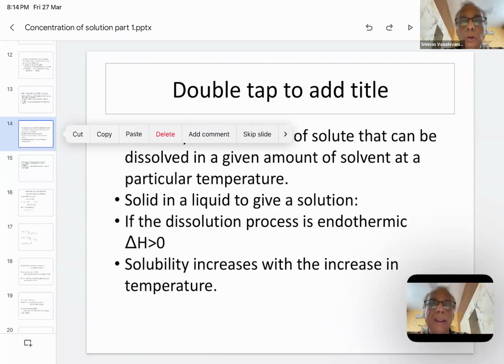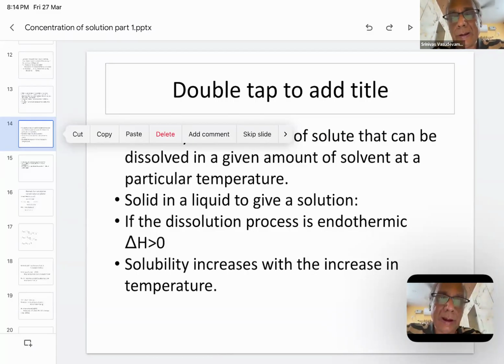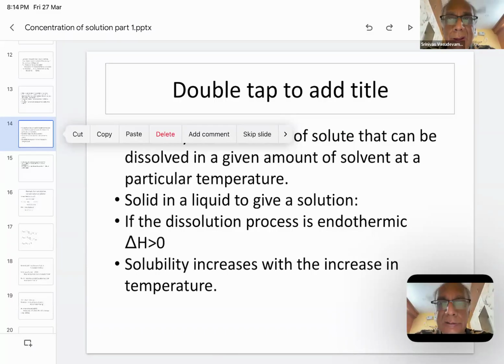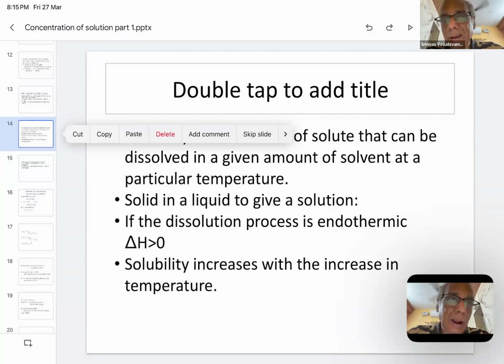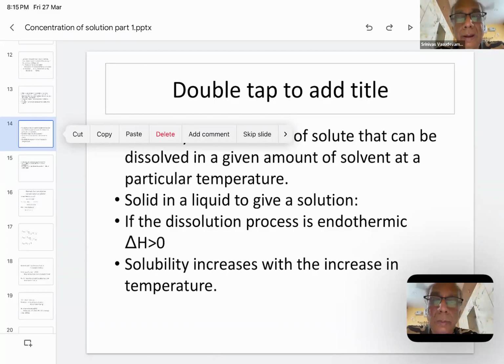See, for example, I'm taking sodium chloride, dissolving it in water at 50 degrees Celsius. So let us say 2 grams of sodium chloride is soluble in a given amount of solvent. I'm increasing the temperature to 60 degrees. Some more solute can be dissolved. From 2 grams, it may go to 2.5 grams dissolved in the given amount of solvent at 60 degrees. So the solubility will increase as the temperature increases.